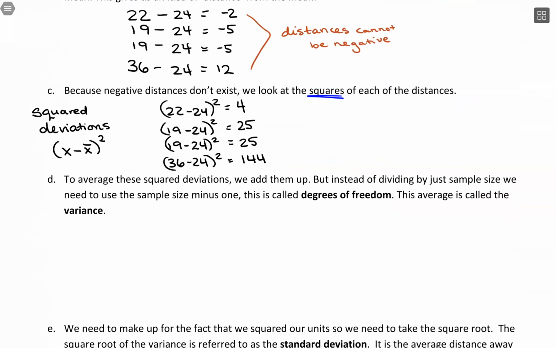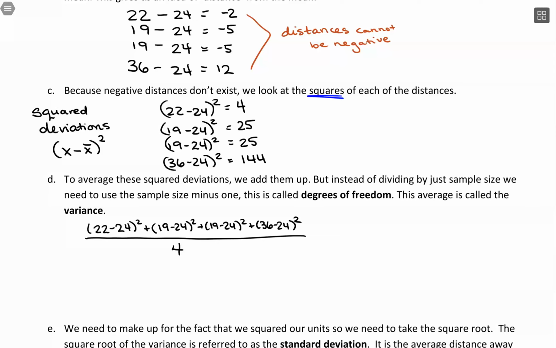So in a long form, what this would look like is I would take each of those squared deviations, add them up, and then divide by how many there are, which we have 4 data values. So that's the idea of average or mean that we talked about before.